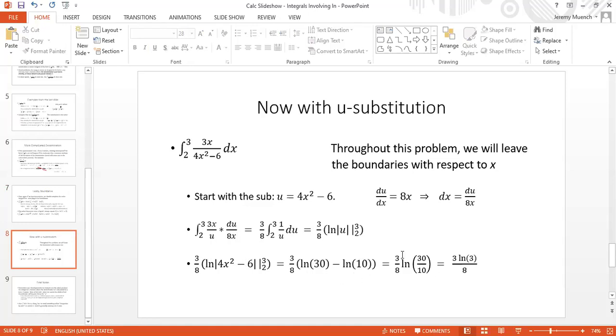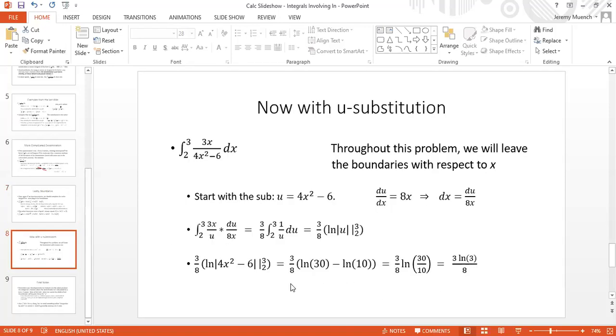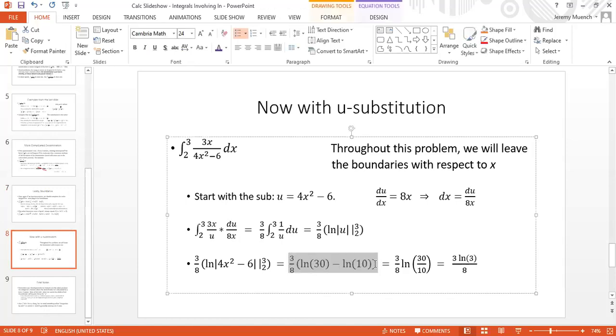And now I do use the log rule from the last slide saying that log of a minus log of b is log of a over b. So if you left your answer like this, I'd accept it, but it sure looks better like this, because even then it simplifies further because that 30 over 10 cancels to 3. So you get 3/8 ln of 3.